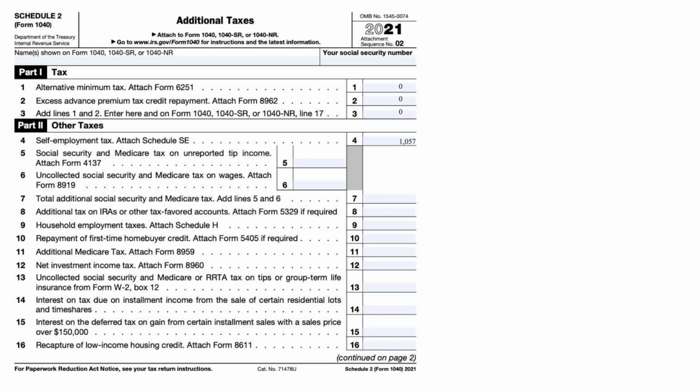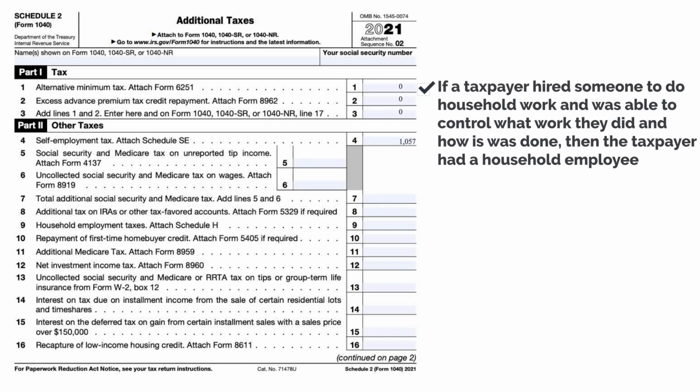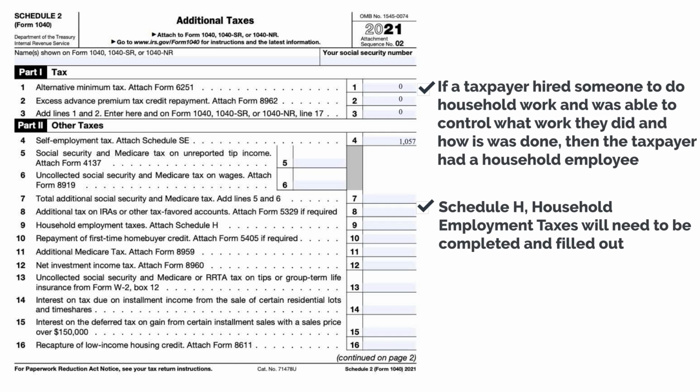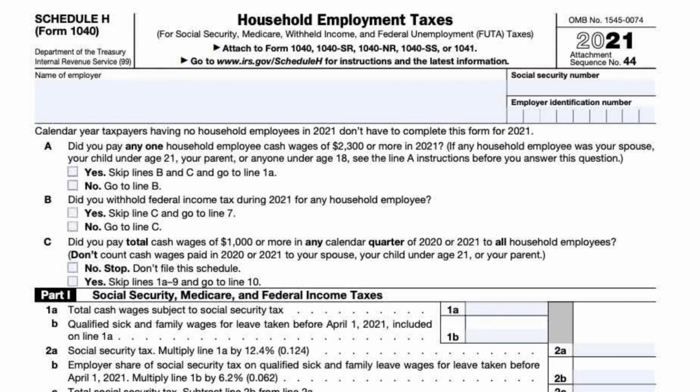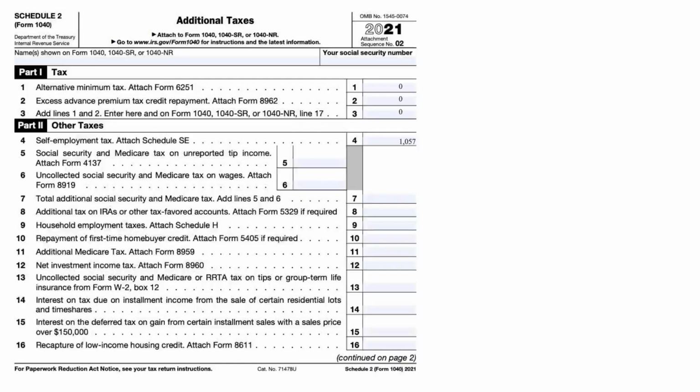Line 9 is for household employee taxes. If the taxpayer hired someone to do household work and was able to control what they did and how they did it, then the taxpayer had a household employee. Once the taxpayer determines that the household employment taxes will need to be paid, Schedule H, Household Employment Taxes, is completed and filled out. The instructions to Schedule H and form can be reviewed, which include the wage limits used to determine if Schedule H must be filed.